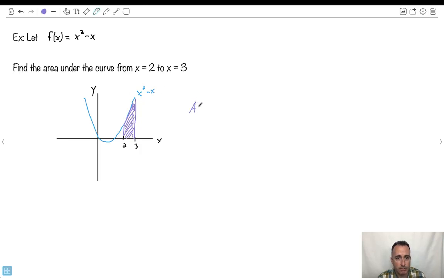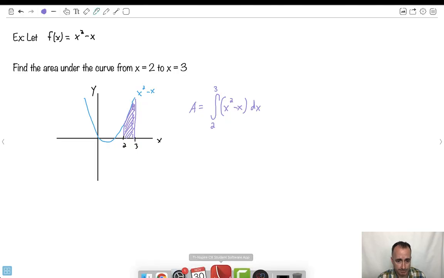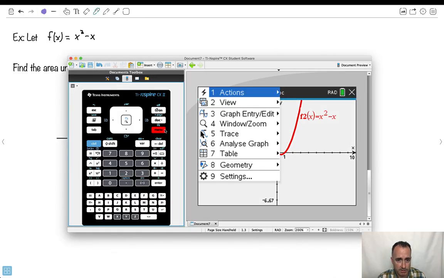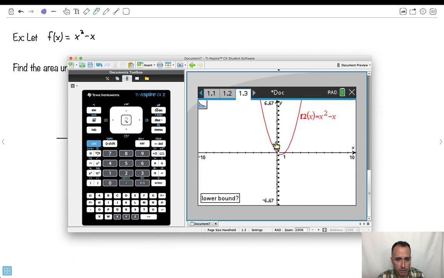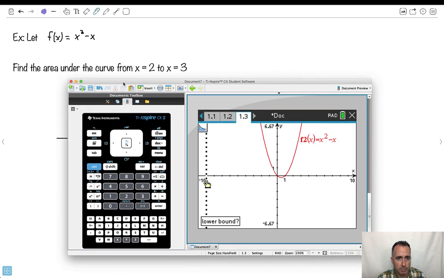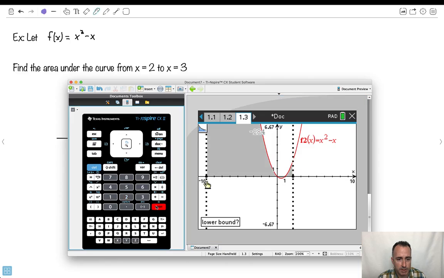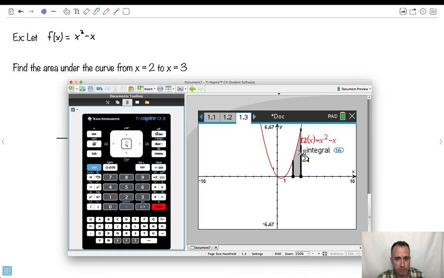Well, the area will be equal to, we've got to write it out. So it's the integral of x squared minus x. Don't forget the dx. I'll put in brackets maybe. And I know where to start. Start at 2, finish at 3. So I'll do this directly on my calculator here. I'll say menu, I'll say analyze, I'll say give me the integral. Where do I start? Remember, I start at 2, so I just type in 2, enter. Upper bound, 3, enter.